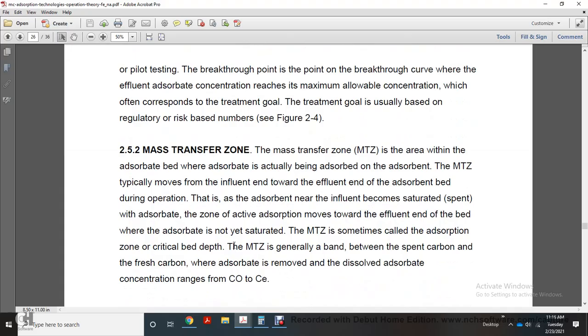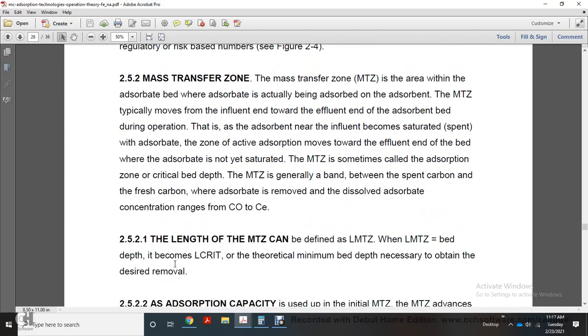The mass transfer zone is the area within the adsorbent bed in which the adsorbate is adsorbed onto the adsorbent. It typically moves from the influent toward the effluent end of the adsorbent bed during operation. That is, adsorbent near the influent becomes saturated and spent, while the active adsorbent zone moves toward the effluent end of the bed. The adsorbent there is not yet saturated. The mass transfer zone is sometimes called the adsorption zone or critical bed depth. The mass transfer zone is generally bound between the spent carbon and the fresh carbon. The adsorbent removes dissolved adsorbate concentration levels from CO to CE.